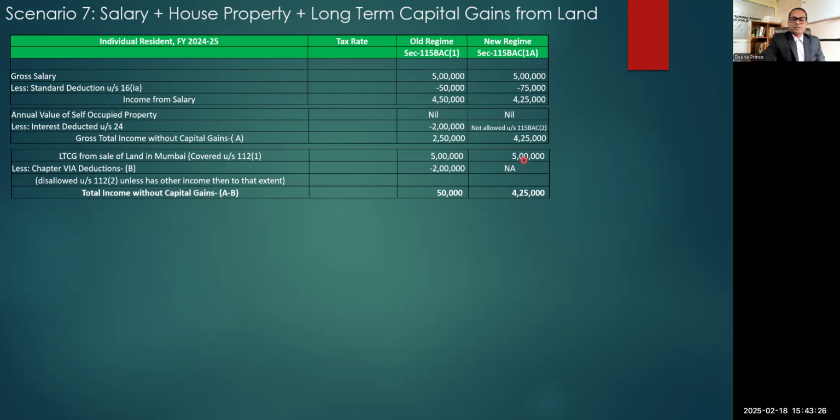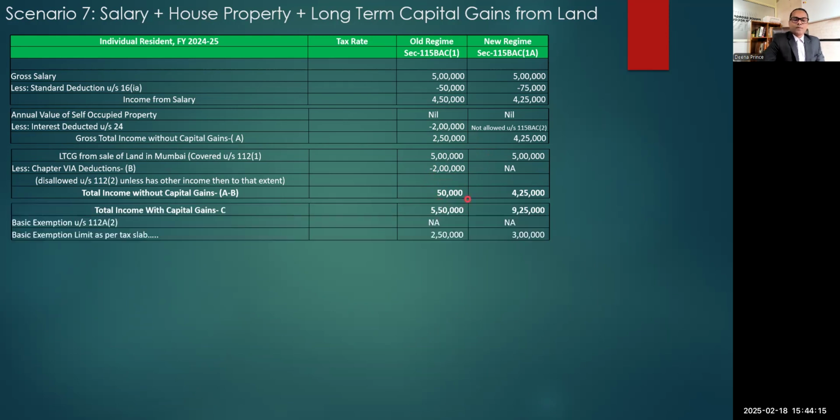Let's see whether chapter 6A deduction is allowed or not. In case of old regime, you have 2 lakh which is allowed as deduction. The reason why this is allowed is because we have gross total income without capital gain of 2,50,000. So from this 2,50,000, you get a deduction of chapter 6A. So the balance total income without capital gains is now 50,000. The total income with capital gain becomes 5,50,000.